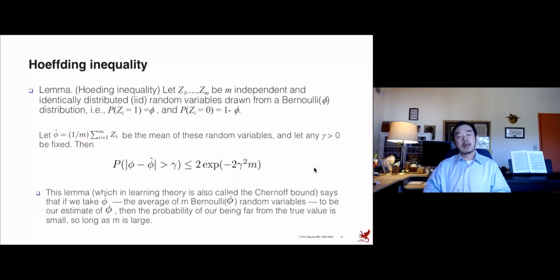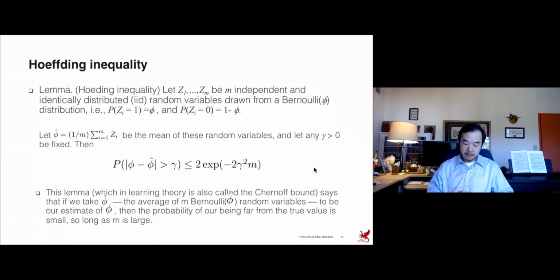Okay. The other very important lemma is known as the Hoeffding inequality. It is also very important. It is often used to characterize the quality of an estimate of a Bernoulli rate, or the probability of a discrete event.